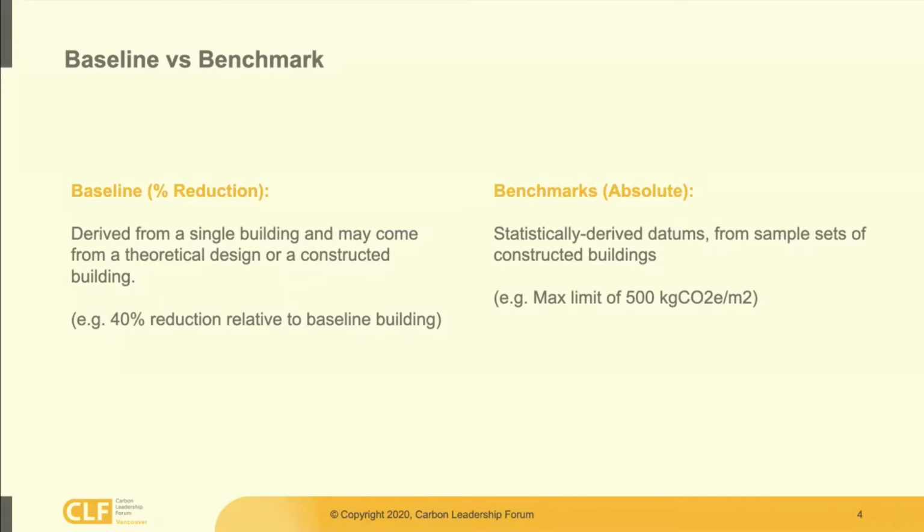We also have what's called benchmarks. Benchmarks are a statistically derived datum from a sample set of constructed buildings. So let's say you have a set of 500 buildings or 1,000 buildings or however many buildings. You can look across the range of all of those buildings and determine certain benchmarks. Oftentimes these are used in an absolute context, so looking at, for example, kilograms of CO2 per meter squared of floor area. You could potentially use these types of benchmarks to, for example, set a maximum limit. So maybe all projects need to be below 500 kilograms of CO2 per meter squared. That's another approach.